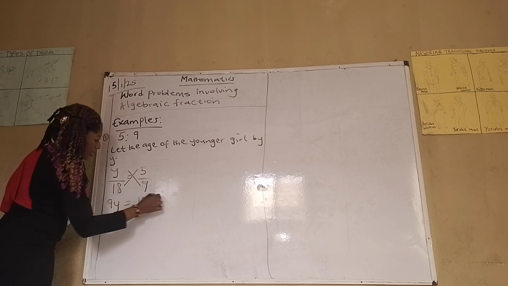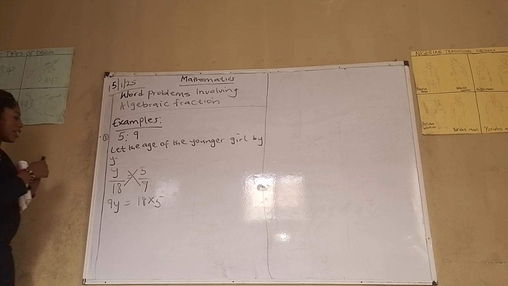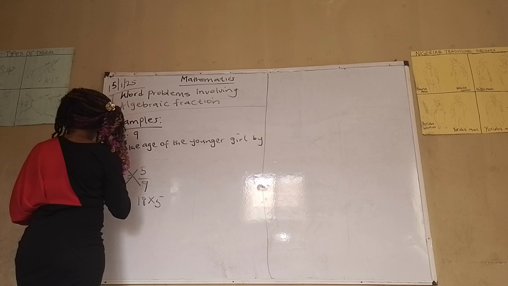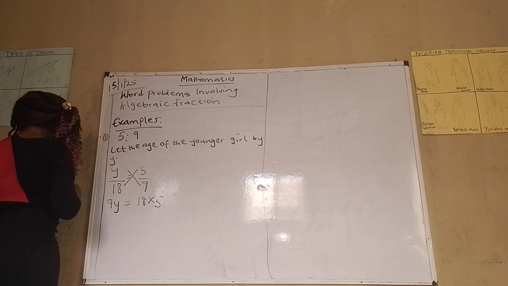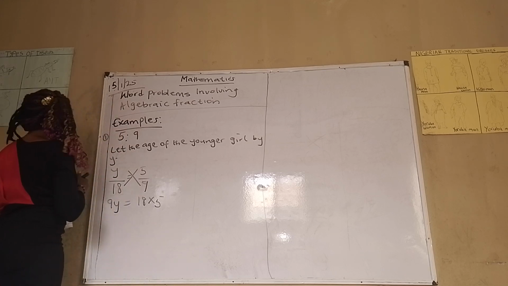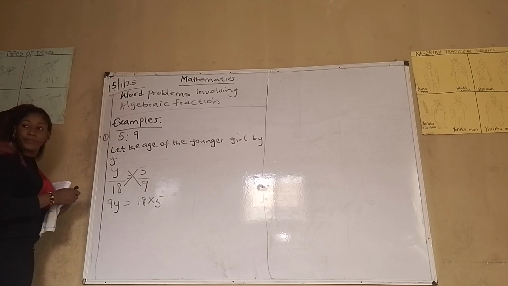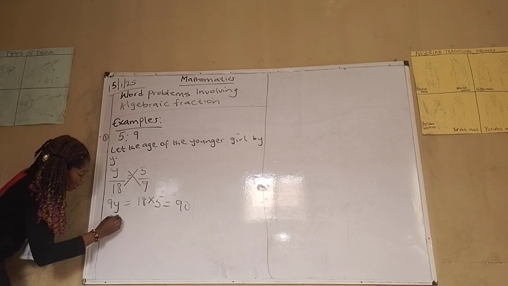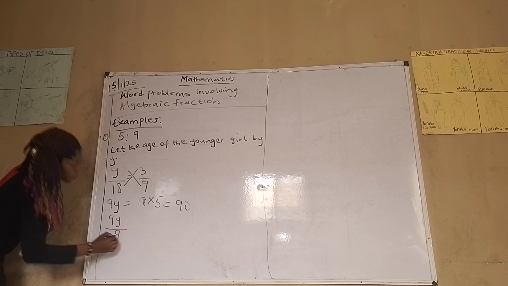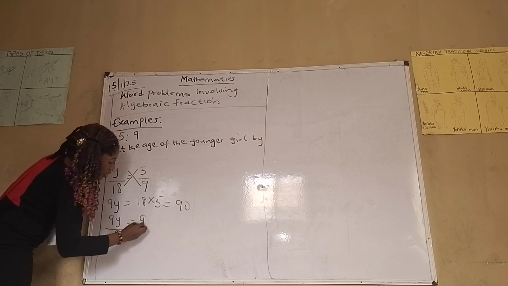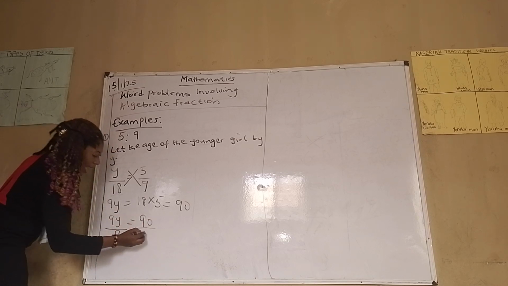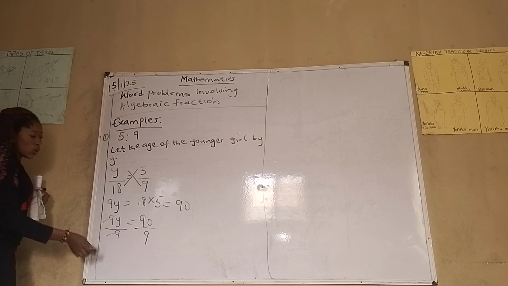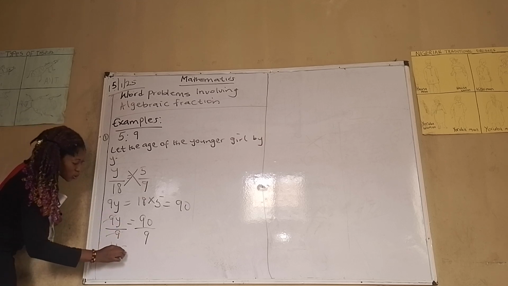Work that out for me quickly. 18 times 5. 90. So what do we do next? 9y over 9. We are dividing both sides by the coefficient of y, so that y will be standing alone. When 9 cancels 9, y is standing alone. So we have y equals to what?